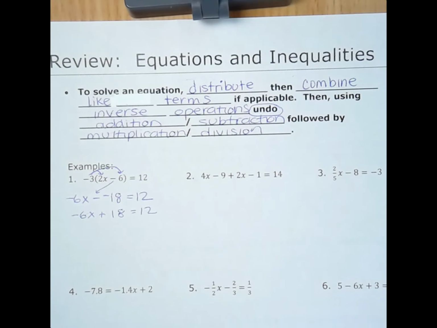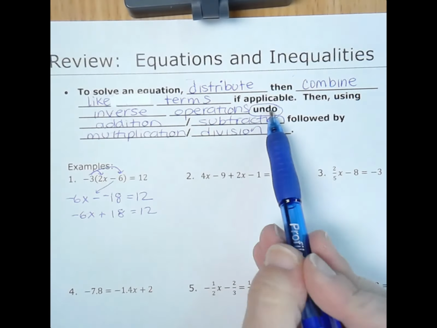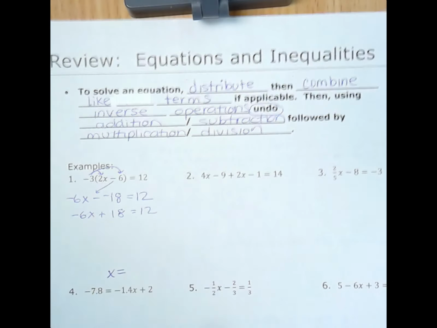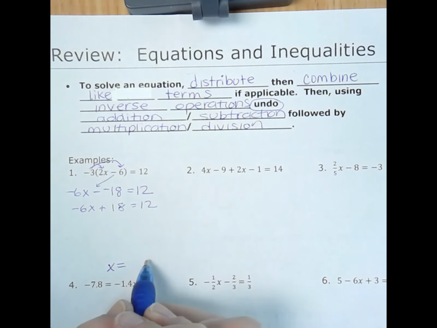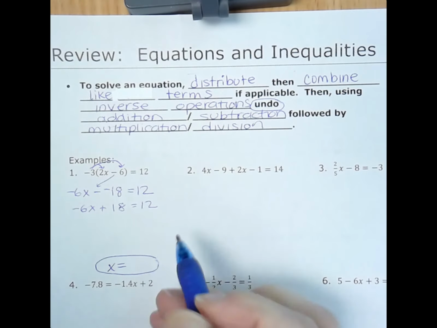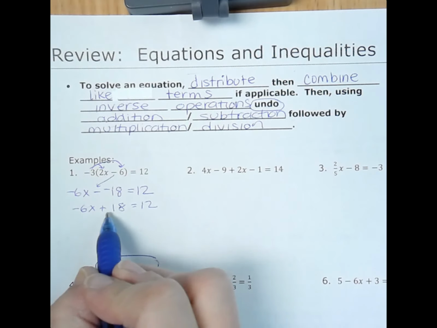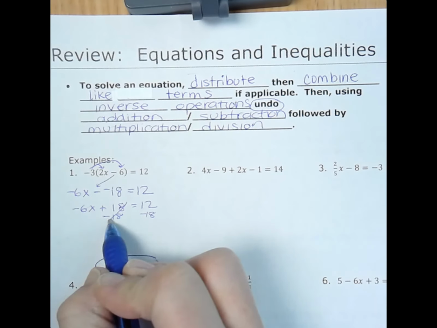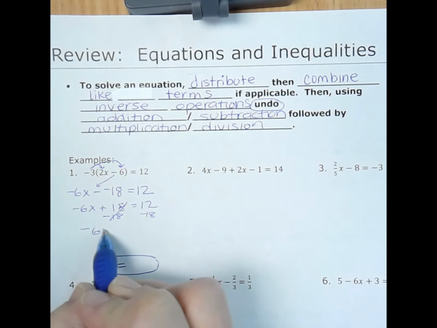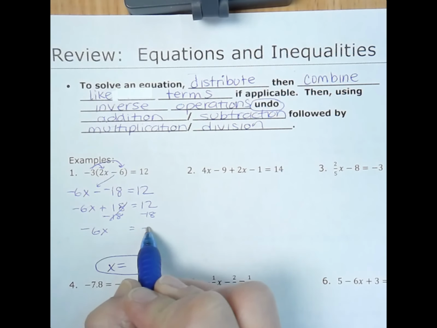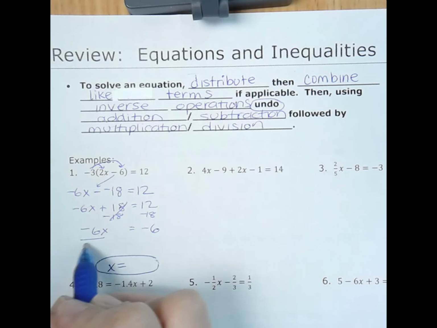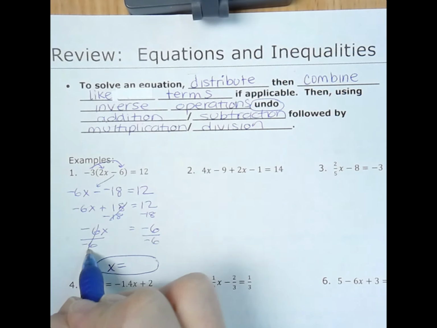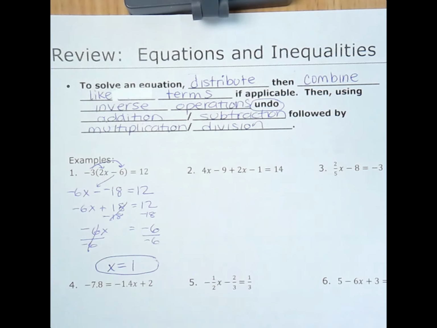Now that we have everything simplified, let's start undoing. Remember, we're trying to get the variable by itself. That's your goal when you're solving an equation. So we want to get rid of the addition and subtraction first by doing the inverse operation. Over here I have negative 6x equals negative 6, and then I divide by negative 6, and I get x equals 1.